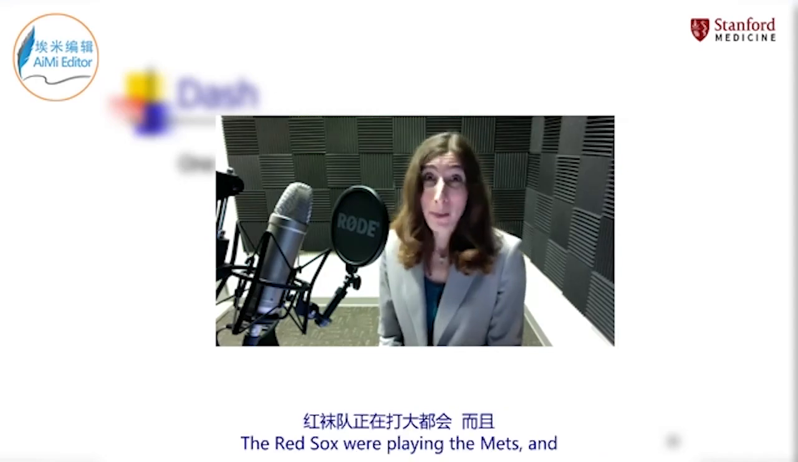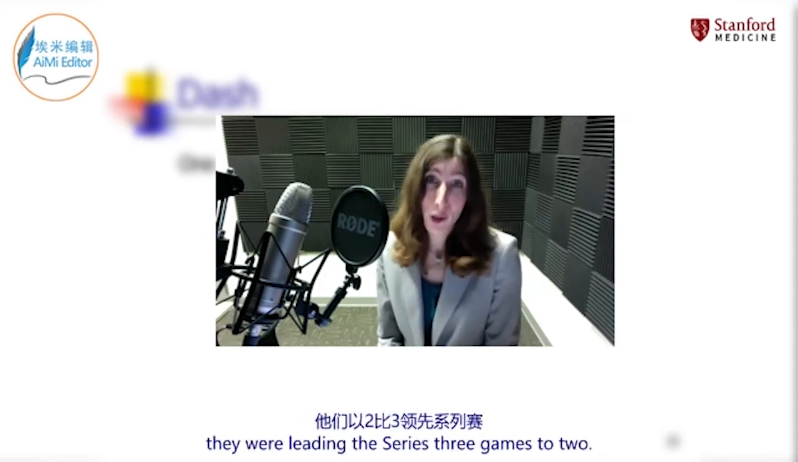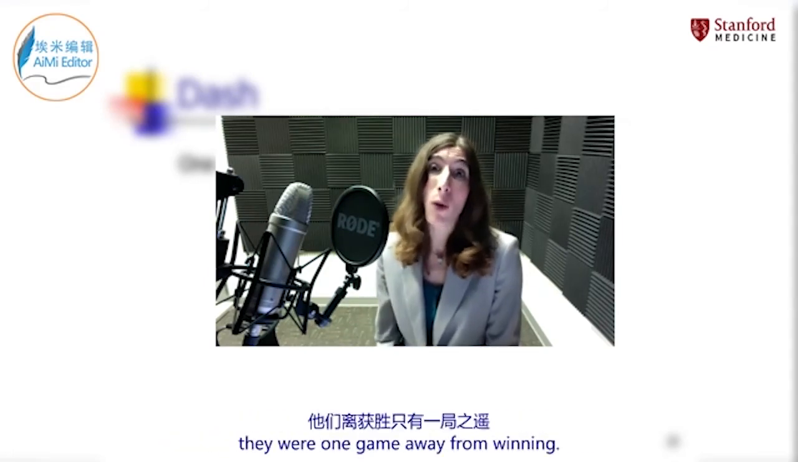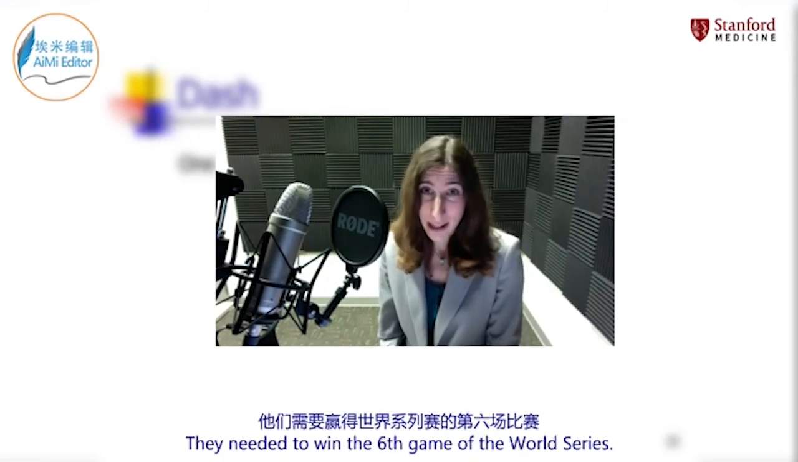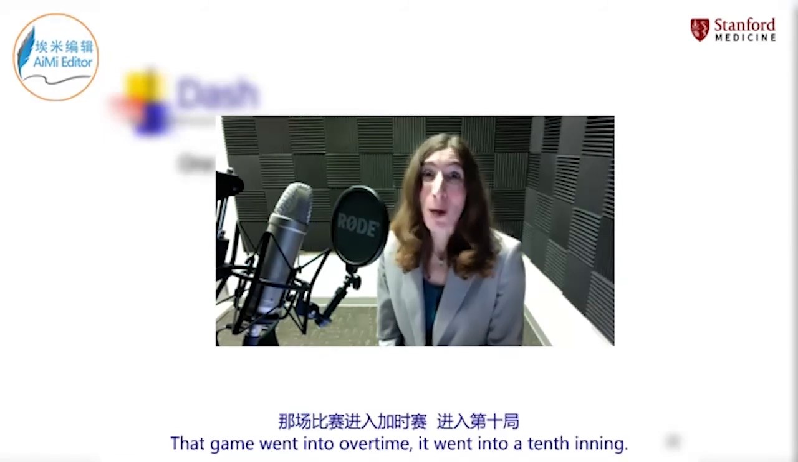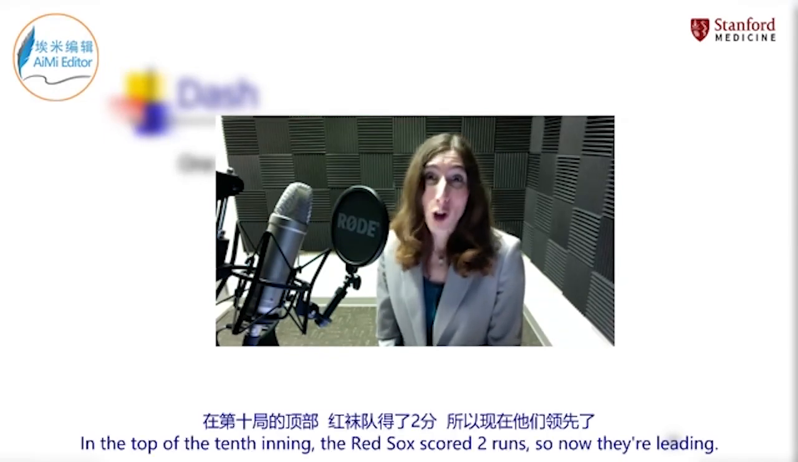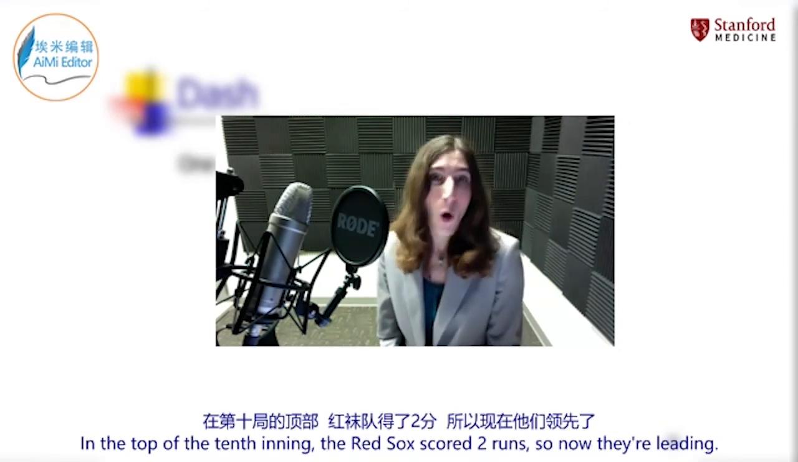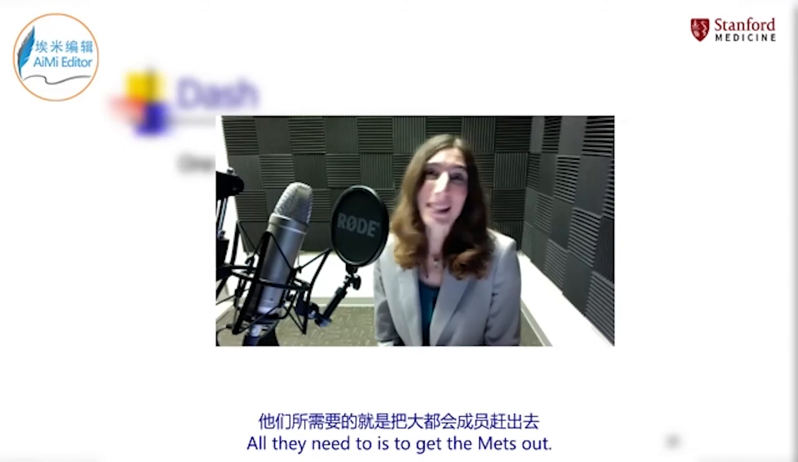The Red Sox were playing the Mets, and they were leading the series 3-2. You only need to win 4 games to win the World Series, so they were 1 game away from winning. They needed to win the 6th game of the World Series. That game went into overtime. It went into a 10th inning. In the top of the 10th inning, the Red Sox scored 2 runs. So now they're leading. All they need to do is to get the Mets out.